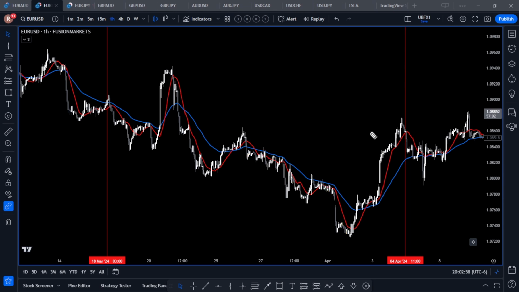So the higher time frame really does rule the day. For me, I am always checking that higher time frame to make sure that it is in alignment with what I'm doing, what direction that I'm trading on the current time frame.